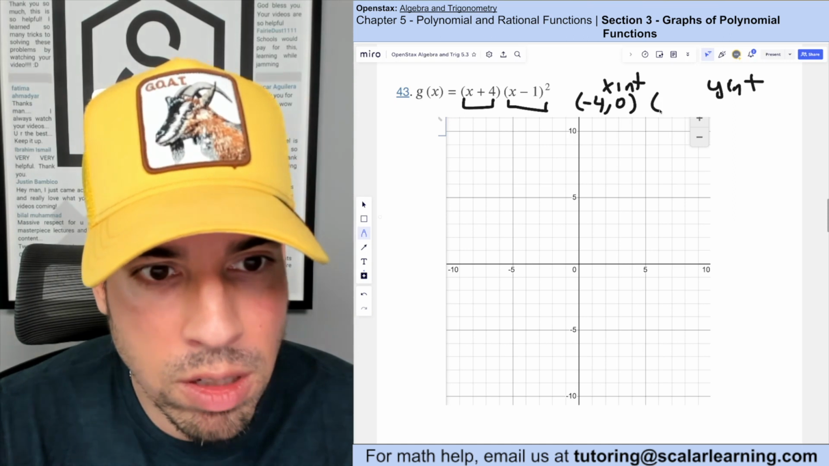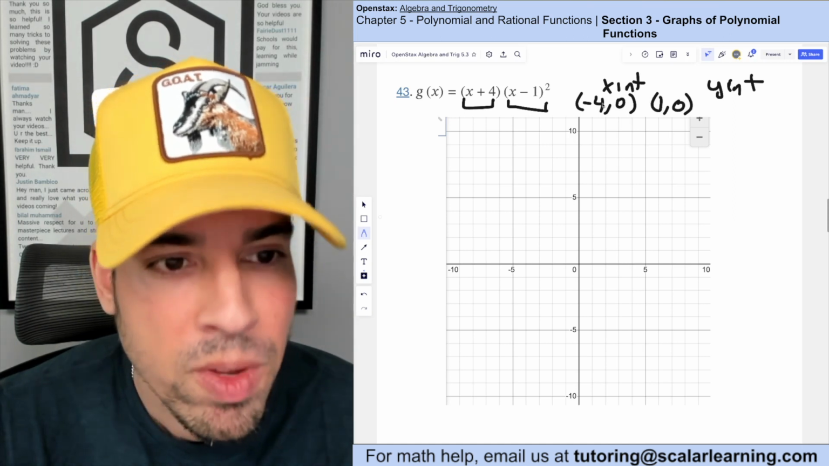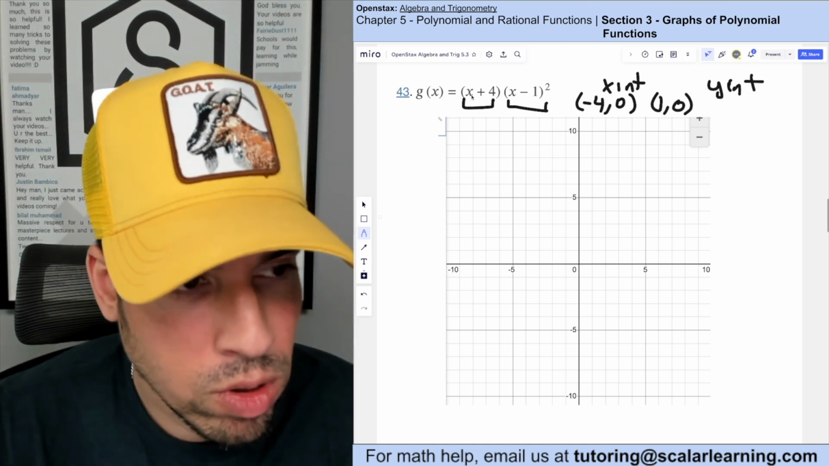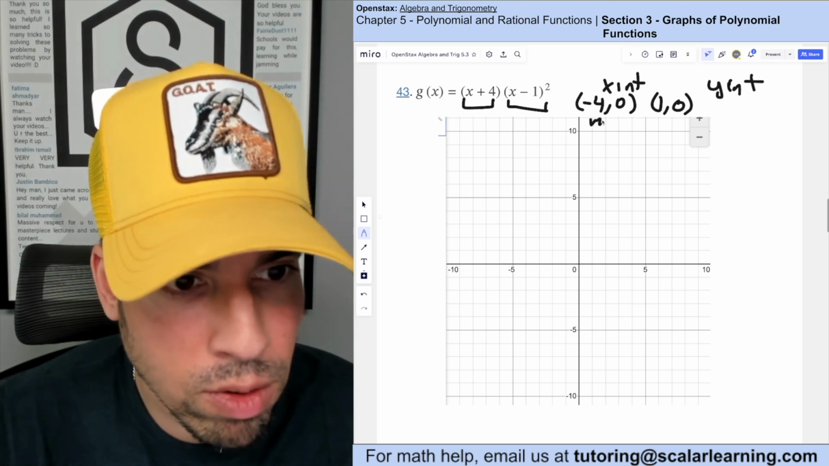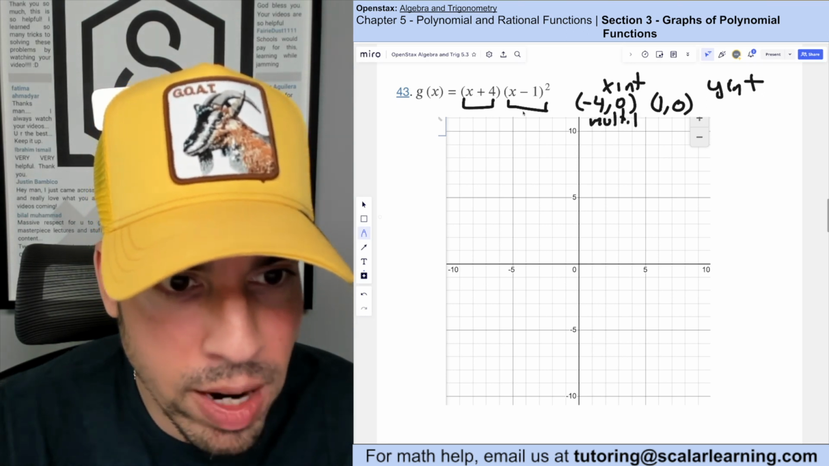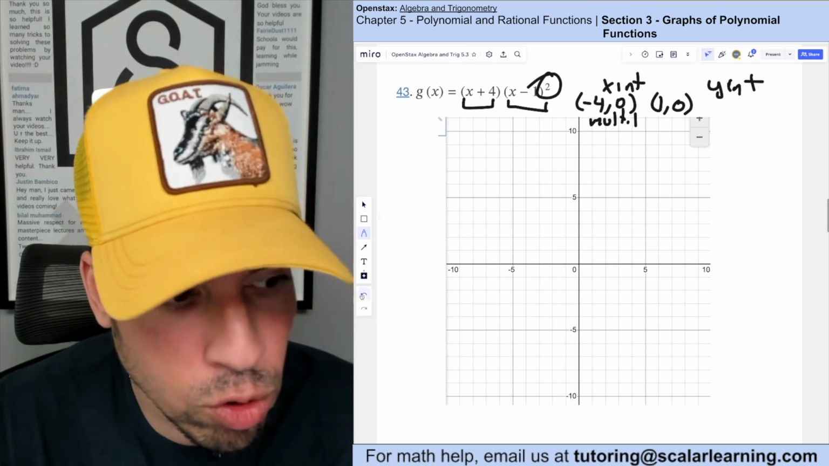And for this one, it's going to be 1. So 1 comma 0. And then what's our multiplicities? So this one is going to have a multiplicity of 1 because there's no exponent. This one's going to have a multiplicity of 2 because of that one.